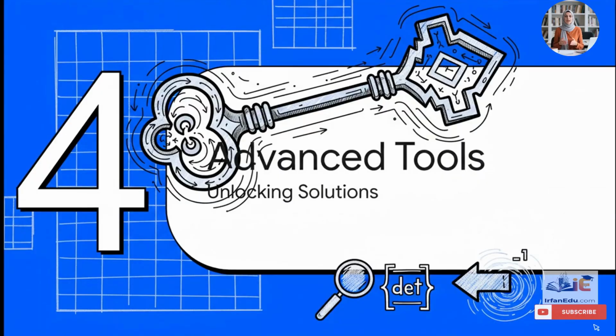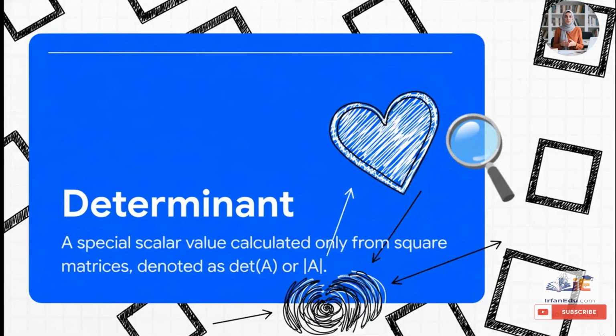So let's add a couple of advanced tools to our kit. Think of these as the master keys that let us use matrices to crack some really tough problems. I'm talking about the determinant and the inverse. First, the determinant. This is a very special single number that you can calculate, but only from a square matrix, one that has the same number of rows as columns. You could almost think of it as a unique fingerprint or a quality score for that matrix.